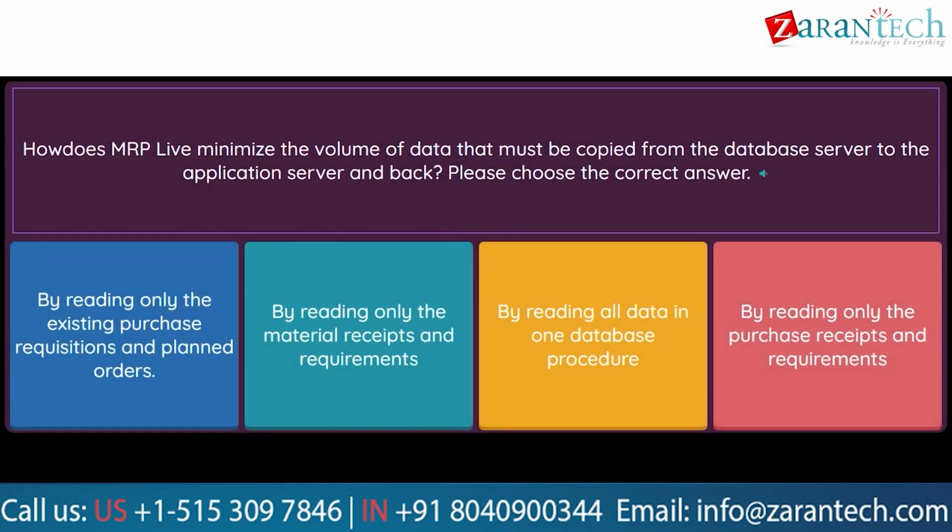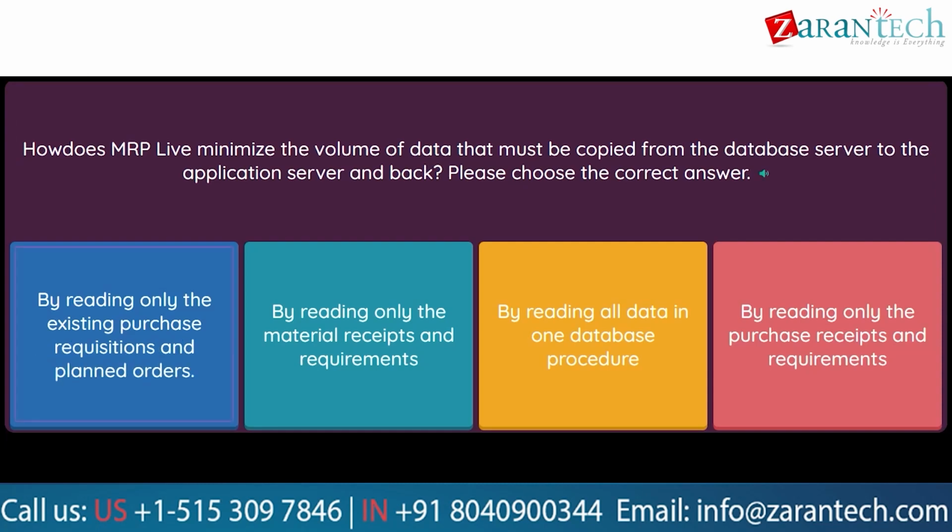Question: how does MRP-lib minimize the volume of data that must be copied from the database server to the application server and back? Please choose the correct answer. Option 1: by reading only the existing purchase requisitions and planned orders. Option 2: by reading only the material receipts and requirements. Option 3: by reading all data in one database procedure. Option 4: by reading only the purchase receipts and requirements.